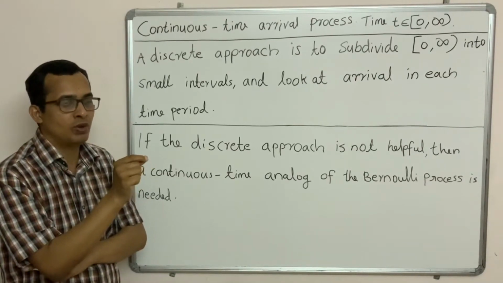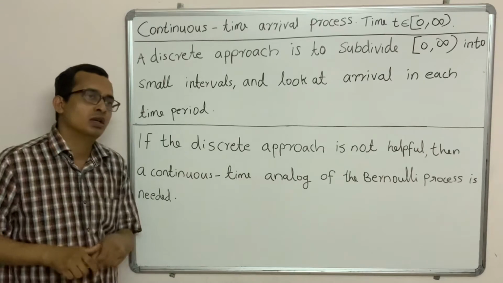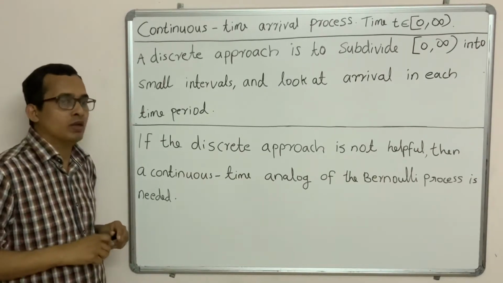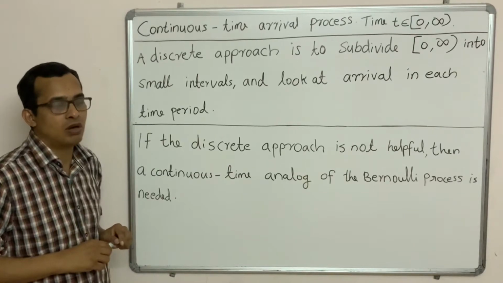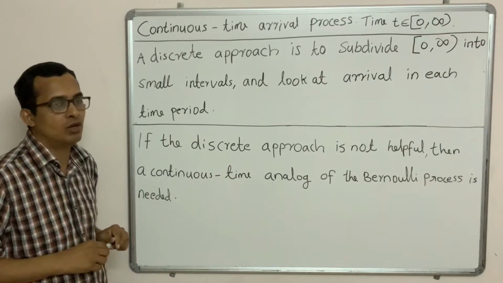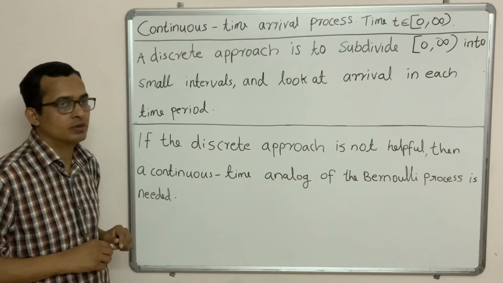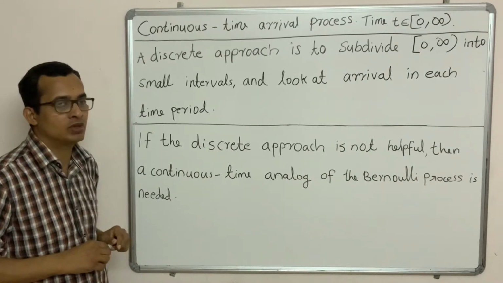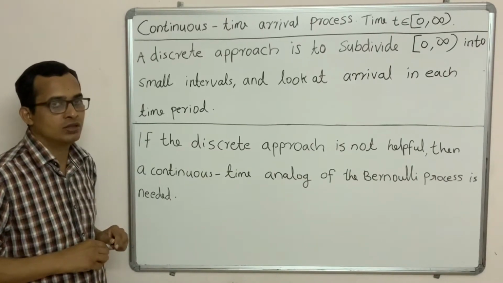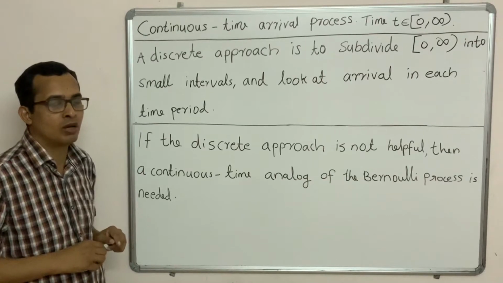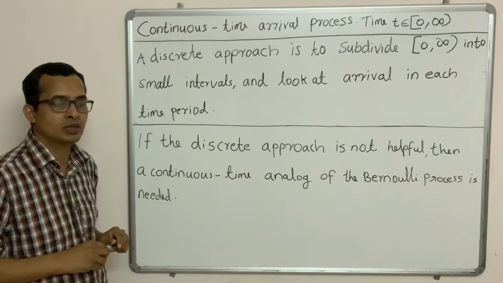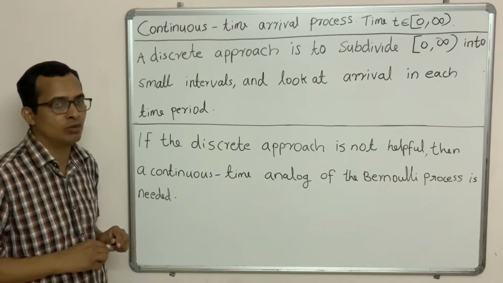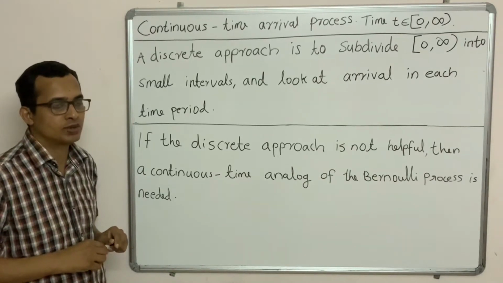So if from your data you can make out an appropriate small time length, then we can go for the discrete model, which is Bernoulli process, and you can do all the analysis with that. You can keep track of the number of accidents by this much time and number of accidents within this time. All that we can do with Bernoulli process.